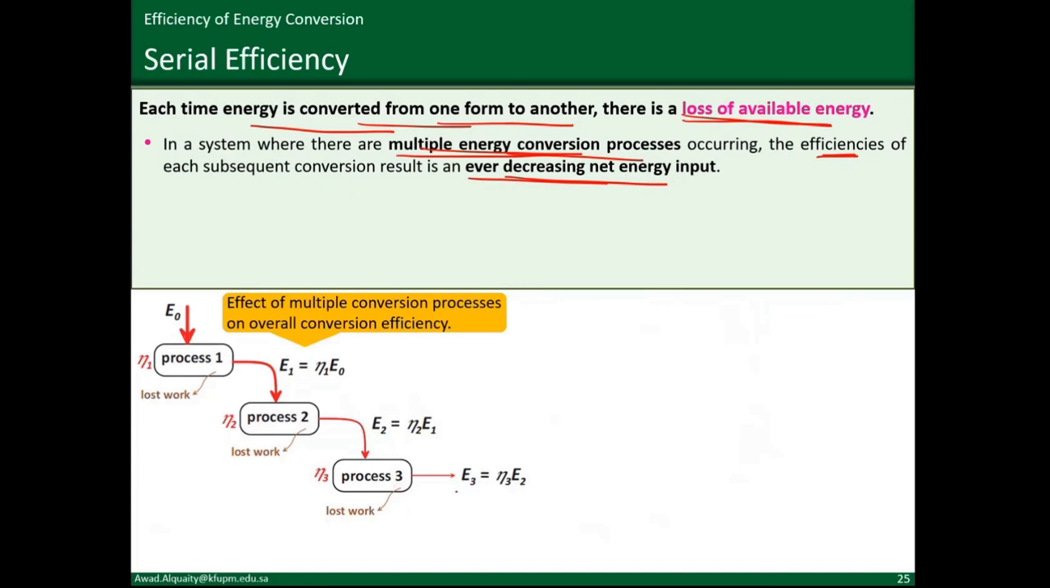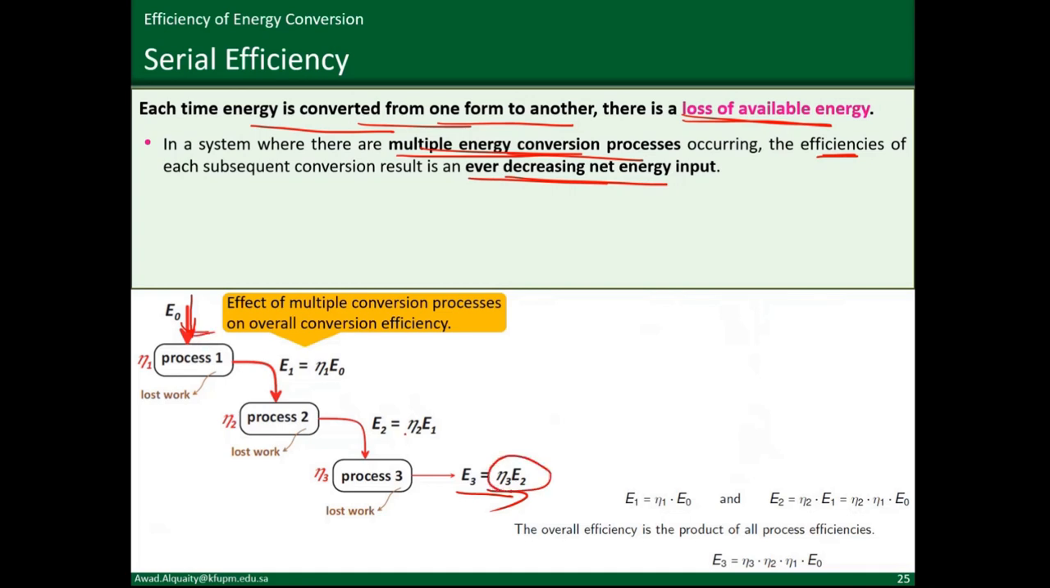So if you talk about the efficiency of a multi-step conversion process, let's say the overall output is of process three, which is what you ultimately care about, and you take the energy input for process one, then the overall efficiency of the process, your desired output versus required input, would simply be a product of the efficiencies for process one, process two, and process three. So your overall efficiency would be efficiency of 3 times 2 times 1 times E naught, E naught being the initial energy input, right?